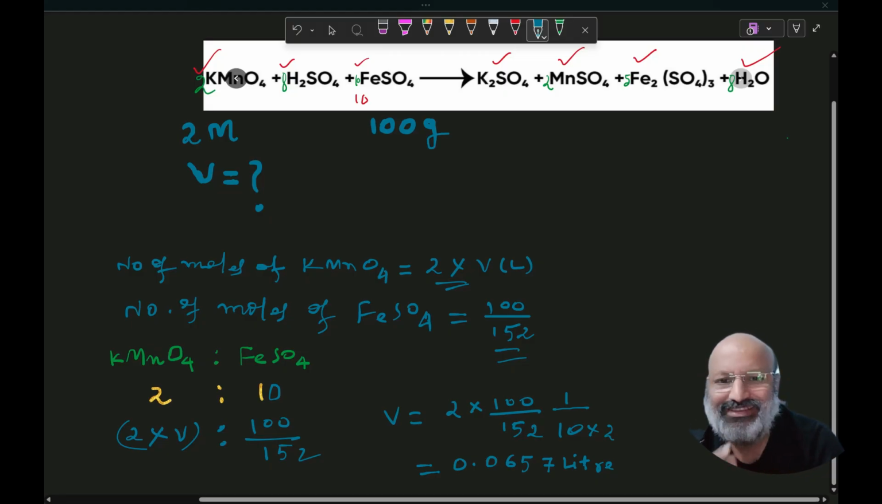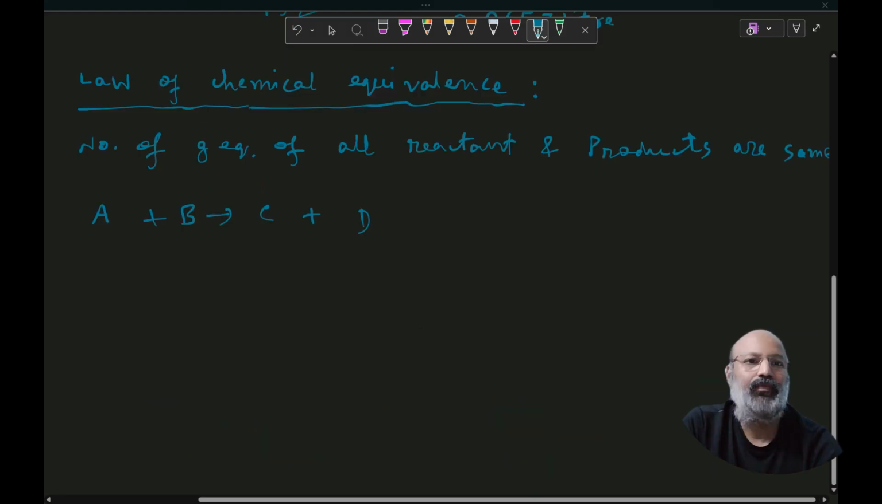Now, if I tell you this can be done in a single step, yes, and this can be done by the law of chemical equivalence. So let's explain how it can be done very easily with the help of the law of chemical equivalence. This law says that the number of gram equivalents of all reactants and products are always the same. Suppose I have taken one equation A plus B gives C and D. In that case, the number of equivalents of A must be equal to the number of equivalents of B, must be equal to the number of equivalents of C and the number of equivalents of D.